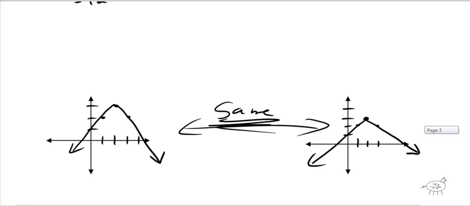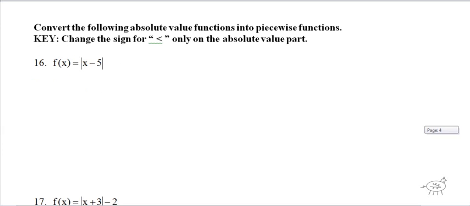Last part here is actually showing you guys how to convert absolute value into a piecewise function. The key is to change, I even have it written here, the key is to change the sign for less than only on the absolute value part. Okay, that's really, really important, guys. Change the sign for the less than part only on the absolute value part. So let's do this problem here.